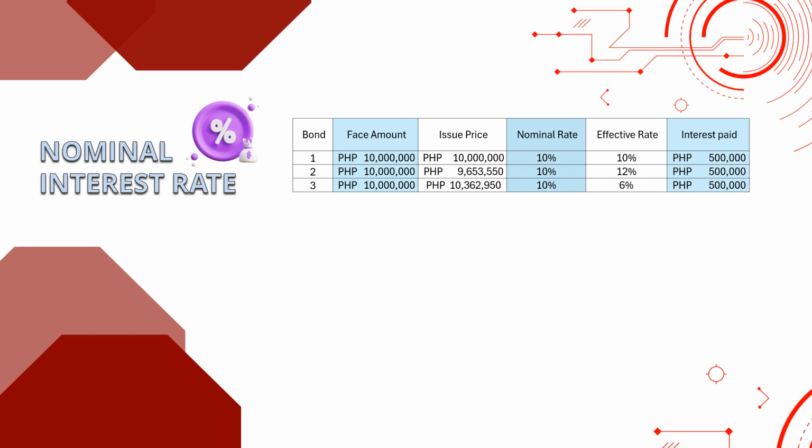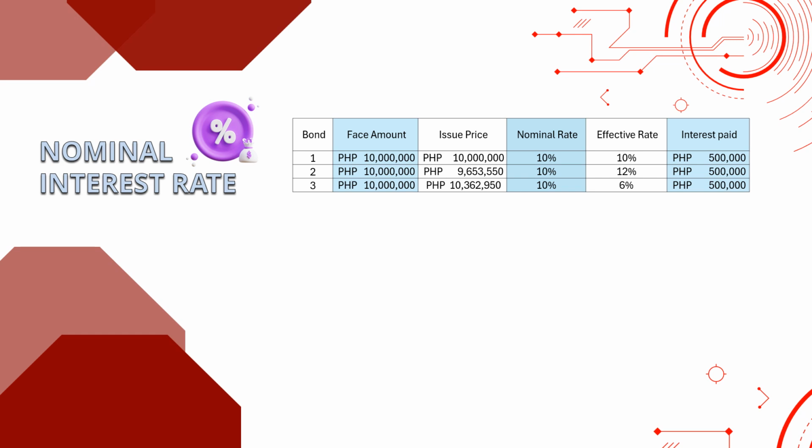Sa bond 1, okay, bond price is equal to issue price. Sa bond 2, 9 million na lang. Sa bond 3, mas mataas, 10.3. And then the reason is because iba sila ng effective rate. May 10%, may 12%, may 9%. So we'll talk about that in the next portion. What I want to focus on muna is the concept of nominal interest rate.